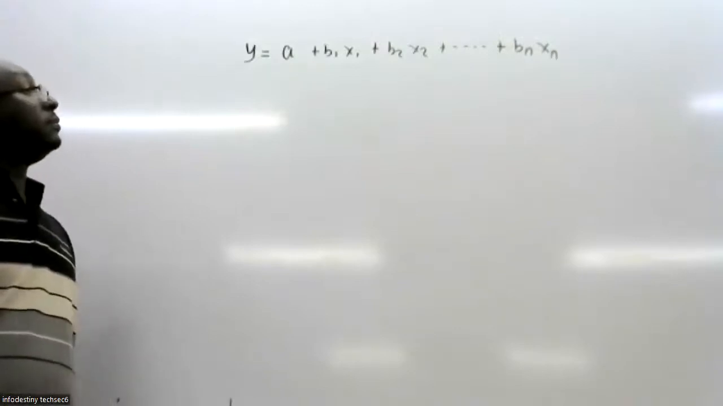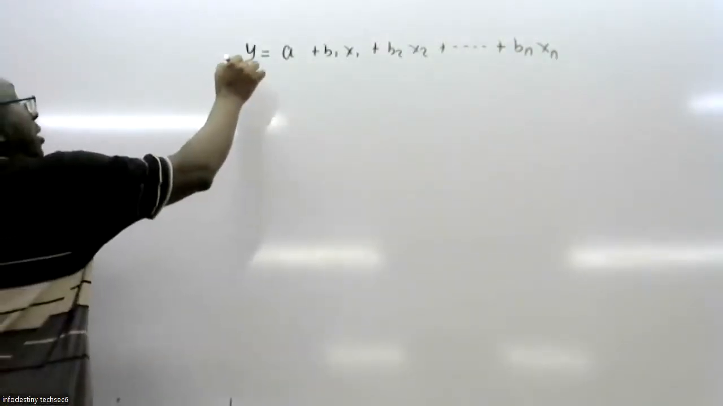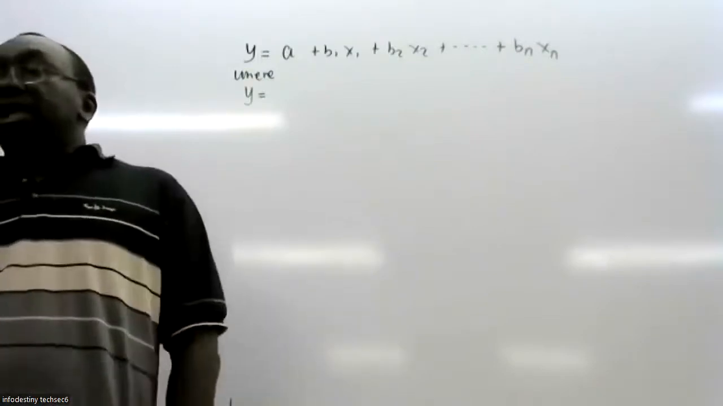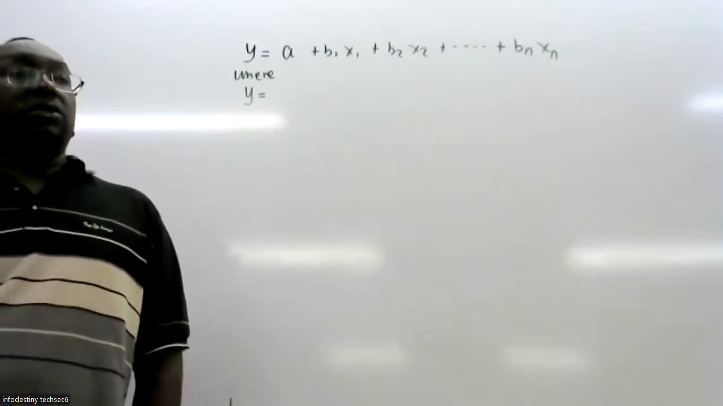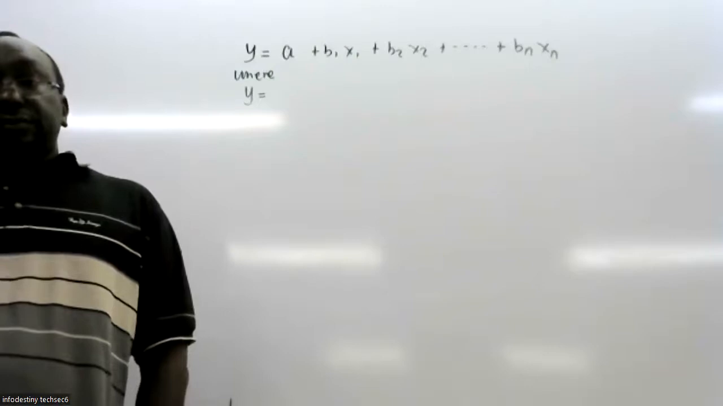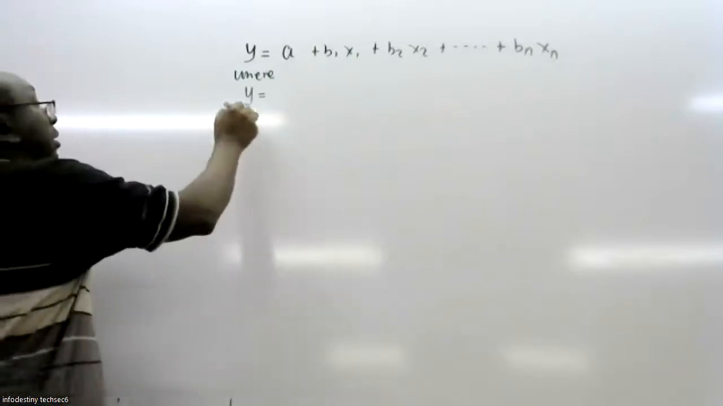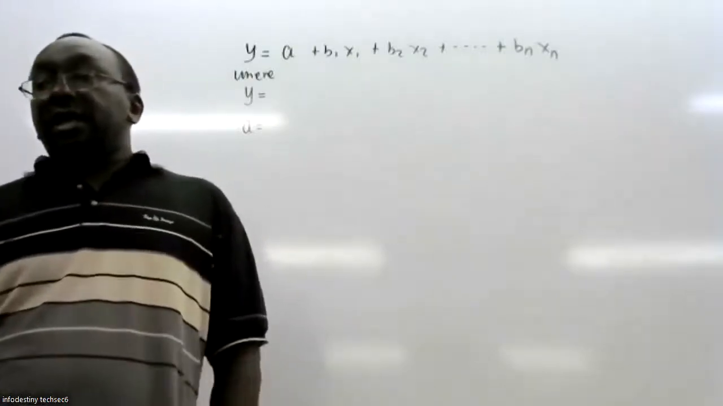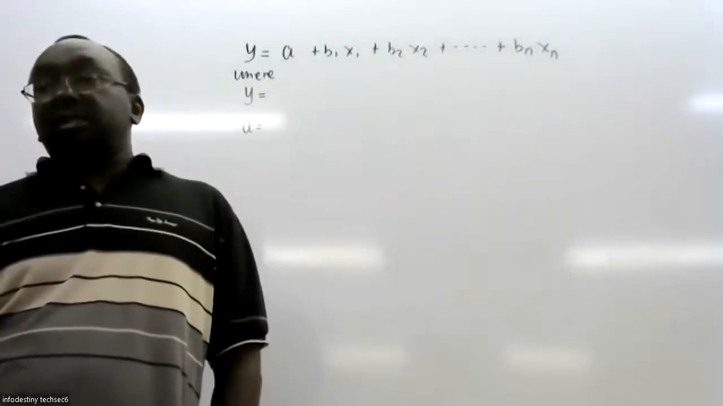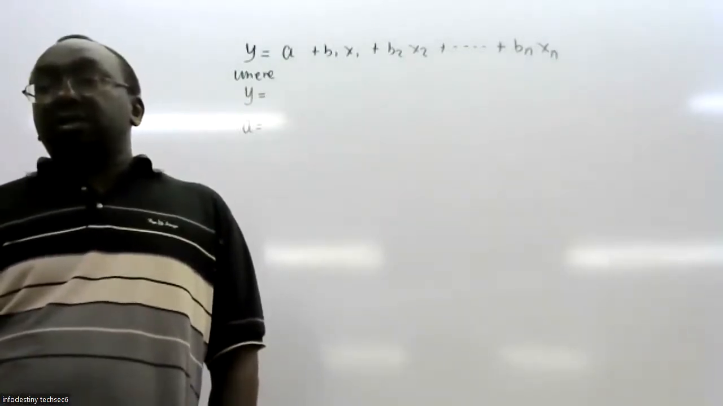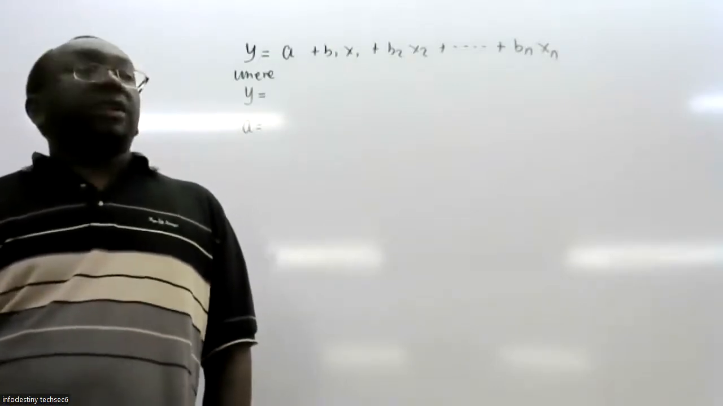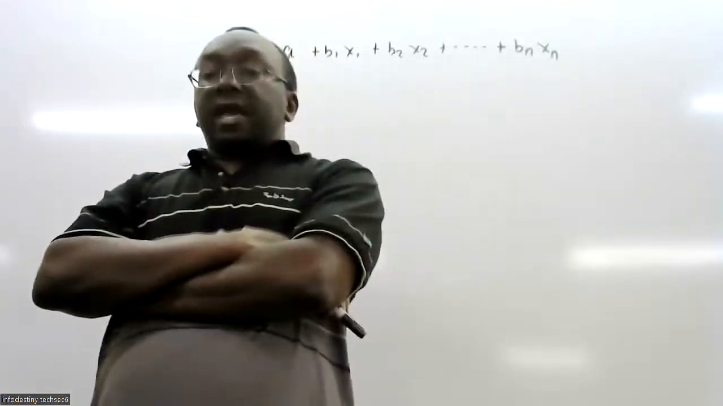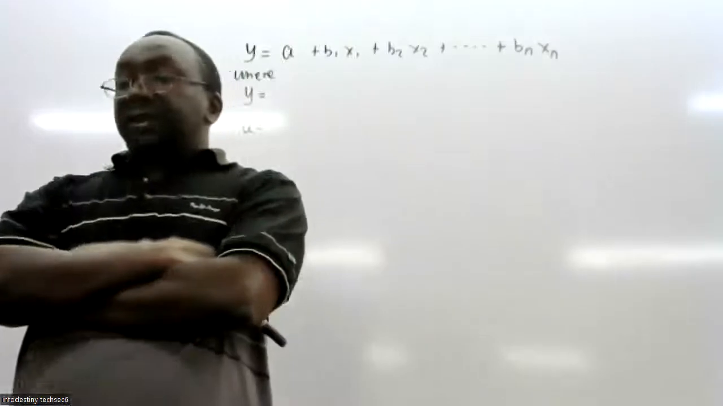The general format is, where y is the dependent variable. A is the intercept, or constant. That is the value of y that is not affected by x.